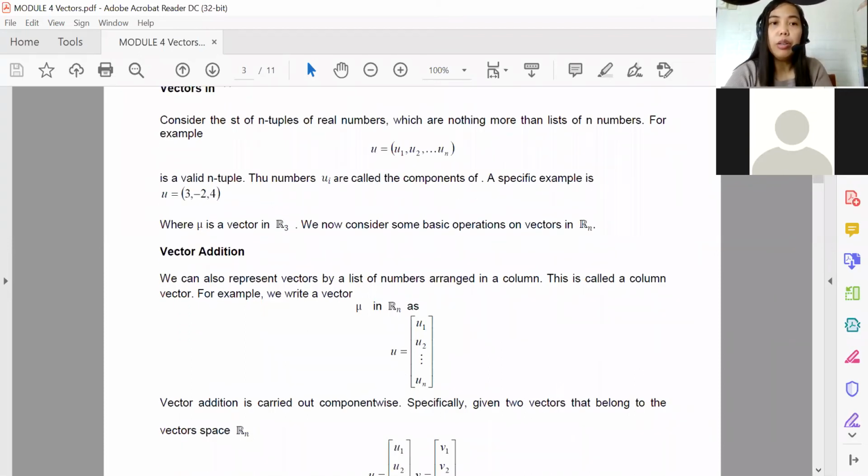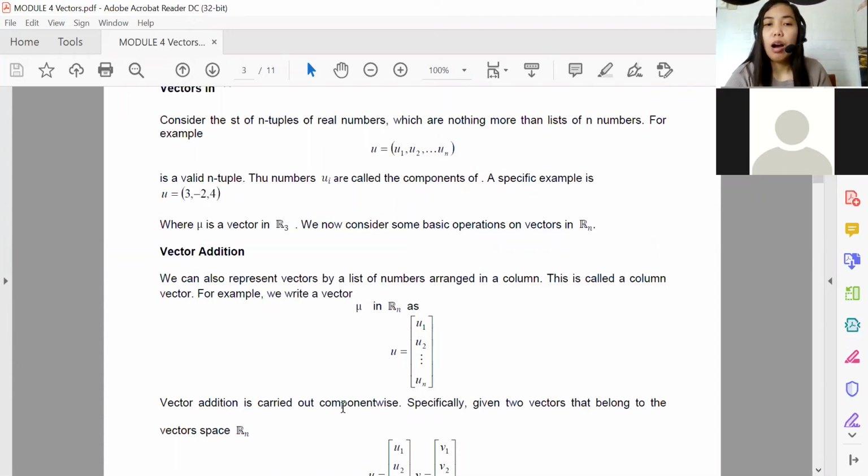Vector addition. We can also represent vectors by a list of numbers arranged in a column. This is called a column vector. In matrices, we also have this, right? For example, we write a vector, and we know that a column is arranged vertically, right? So for example, we write a vector u in Rn as this. So this is vector u. This is a column vector.